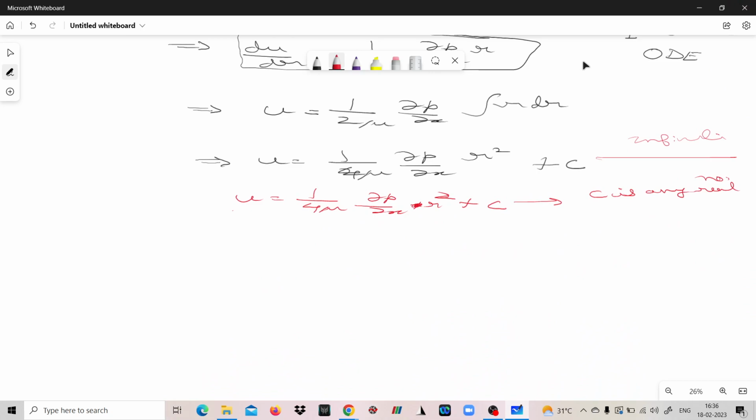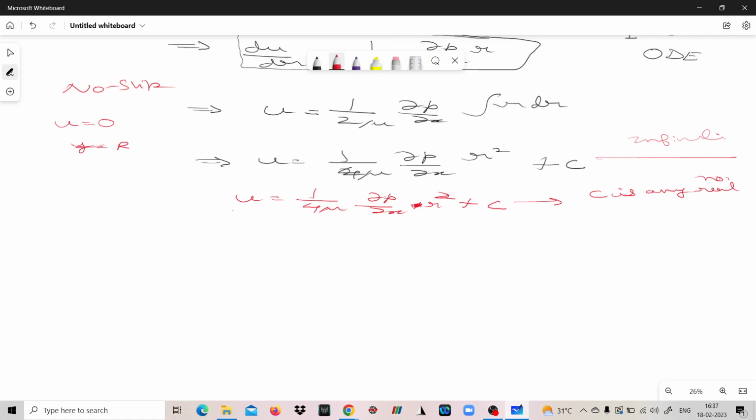Now, in order to obtain a suitable boundary condition, what condition can we use? We can use the no slip boundary condition. So what does the no slip boundary condition state? That u is equal to 0 when the value of y is equal to R.